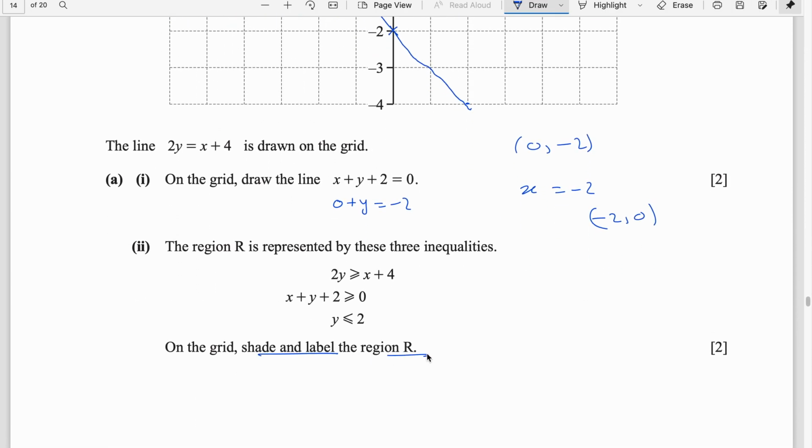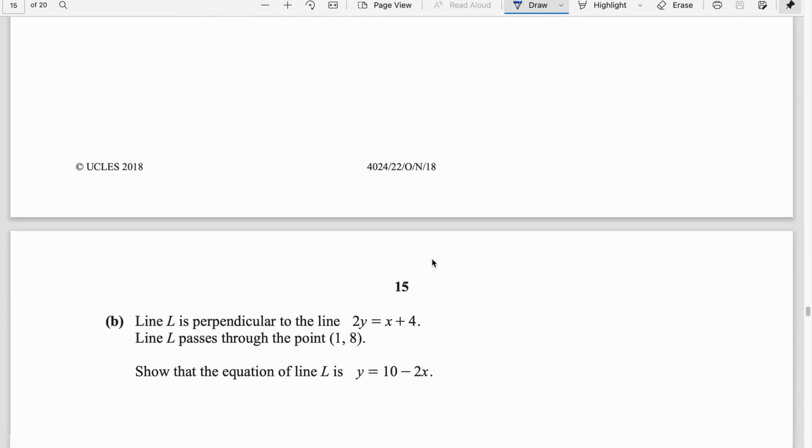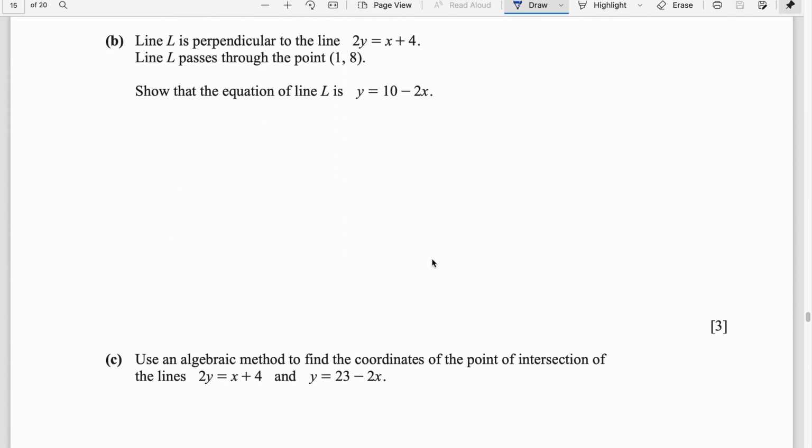On the grid, shade and label are already done. B part. Line L is perpendicular to line 2y equals x plus 4. Line L passes through this point. Show that the equation of the line is this. So we are actually finding the perpendicular to this which passes through this.